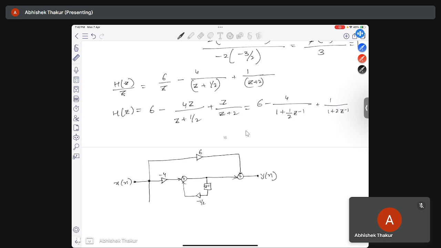The third one, the constant is 1, that is A1, A2, A3. And here it will be minus 2. Okay. So this is the parallel realization of the given transfer function.